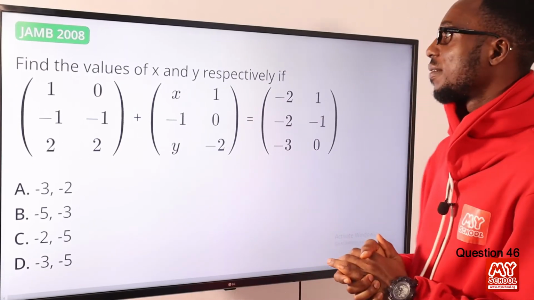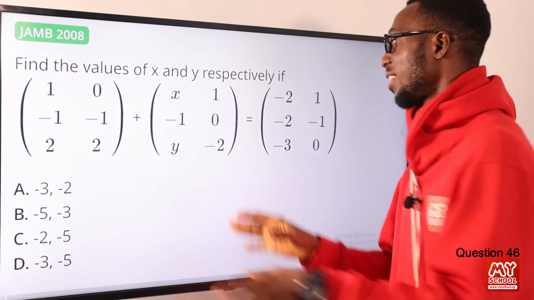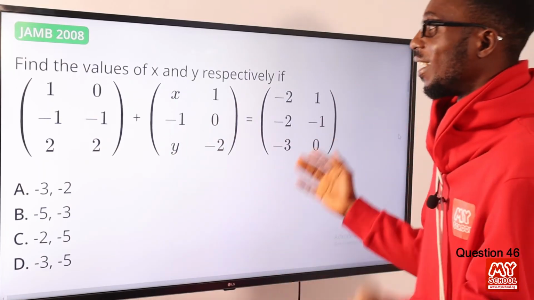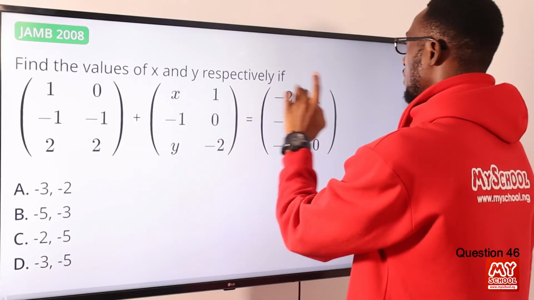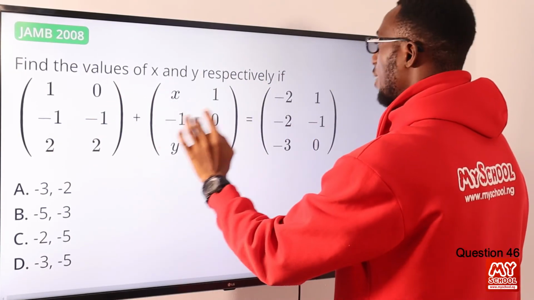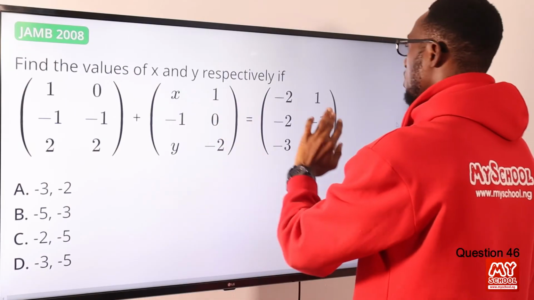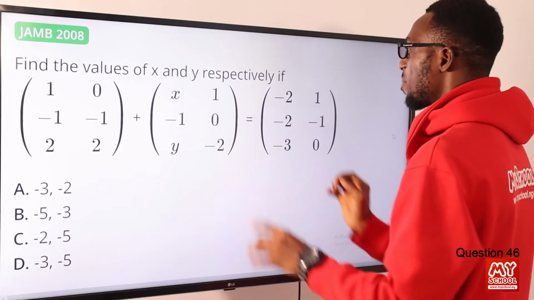46. Find the value of x and y respectively if you have this presentation. So very easy. Look at this. This plus this gives you this, right? This plus this gives you this. This plus this gives you this. This plus this gives you this. Just like that. Okay. So let's try this out.